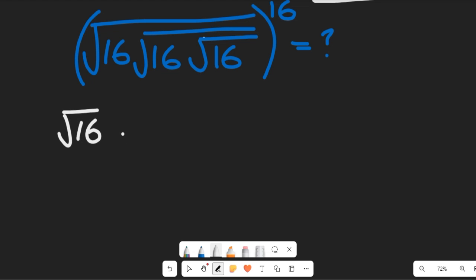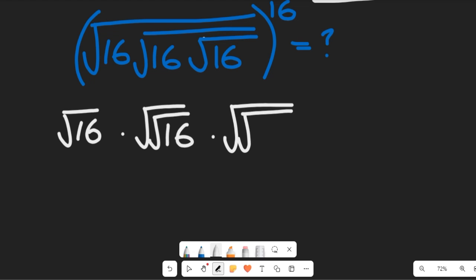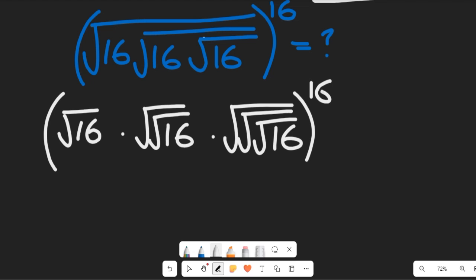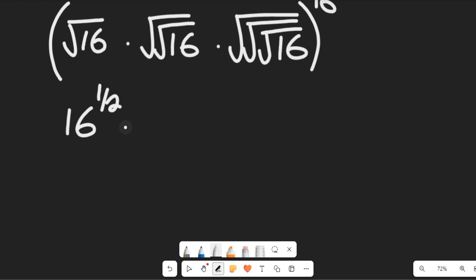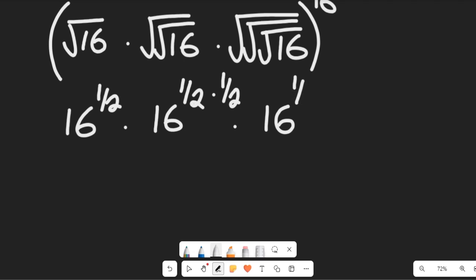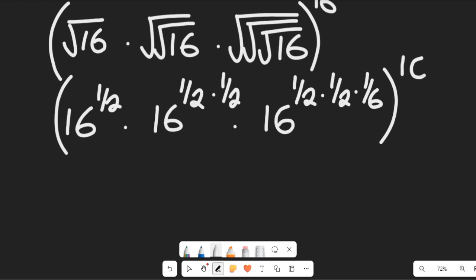Remember, from that law of indices, this expression, the first square root, will be the square root of 16. The next 16 is being carried by 2 square roots, right? So we'll have 16. And the third is carrying 3 square roots, and that will give us 16. And recall, all of these will be to the power of 16. So if we simplify this, according to the law of indices, this is going to be 16 to the power of 1 divided by 2, multiplying 16 to the power of 1 divided by 2 multiplying 1 divided by 2, multiplying 16 to the power of 1 divided by 2 multiplying 1 divided by 2 multiplying 1 divided by 2, and all of these will be to the power of 16.